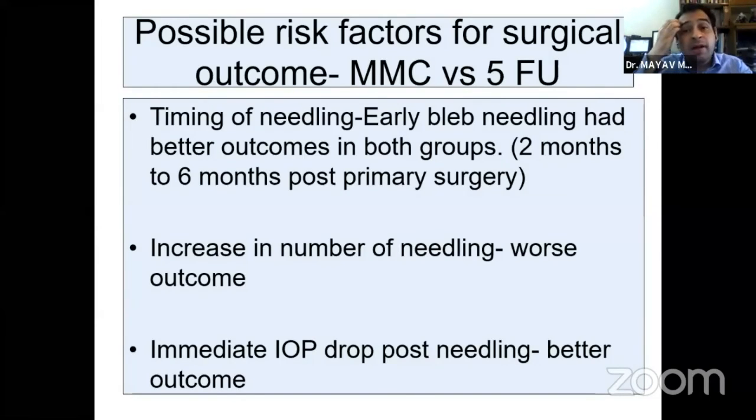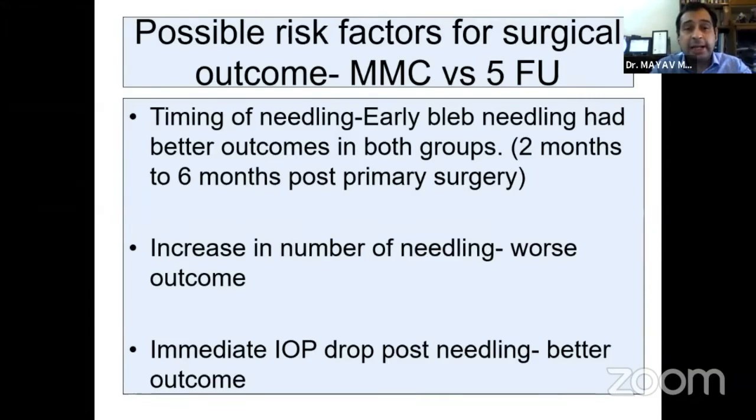And what are the possible risk factors for surgical outcome? So timing of needling, early needling, which I think is quite commonly known to all of us, will have better outcomes, and this was seen in both groups. Any needling done 2 months to 6 months post primary trabeculectomy will have a better outcome. Eyes which have had an increased number of needlings, 2, 3, 4 needlings, have shown worse outcomes at final follow-up. And eyes which have had an immediate IOP drop post needling, if you discount any bleb leak or choroidal effusion, have shown better outcomes in the long term.